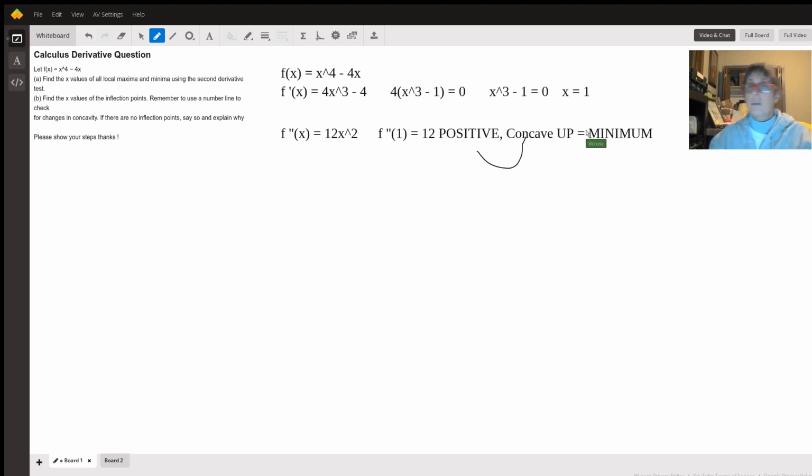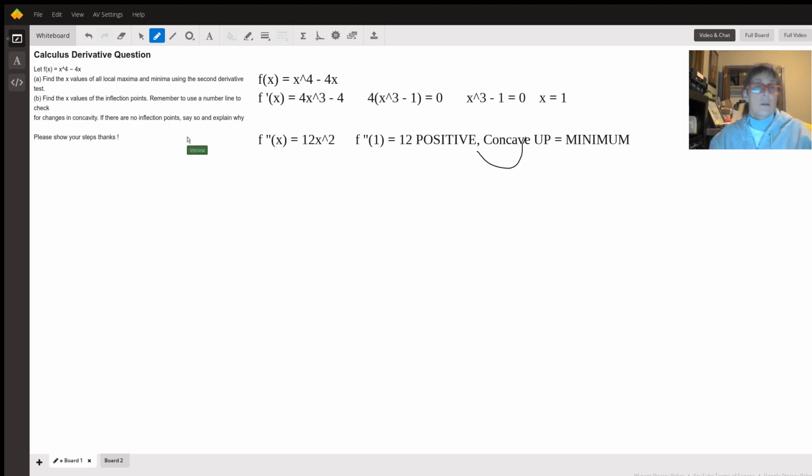And that's how the second derivative test works. There's only one of them. We only found one x that makes the first derivative 0, so there's only one minimum or maximum. We did the second derivative test by taking the second derivative and plugging in the x we found up here, and when we find that it's positive, it's concave up, which makes it a minimum.